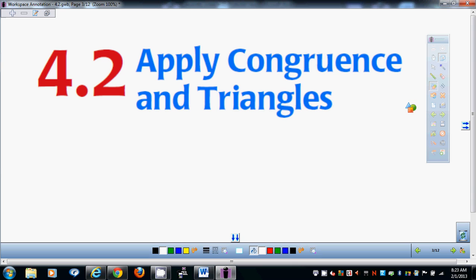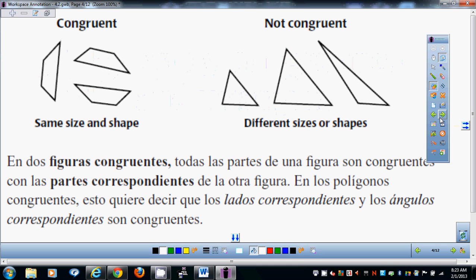Okay. Apply congruence and triangles. Here we go. First thing you need to know today. When a polygon is congruent, it's the same size, all the sides are the same, all the angles are the same. These are congruent trapezoids. You don't need to know trapezoids yet, but they're all congruent shapes. Notice, they're turned, but that's the only way that they're different from each other. They're turned, but they're all the same lengths of the sides, all the angles are the same.